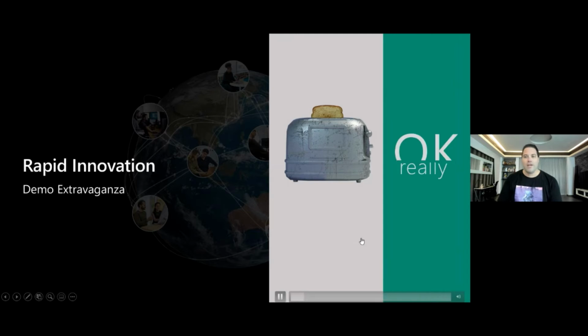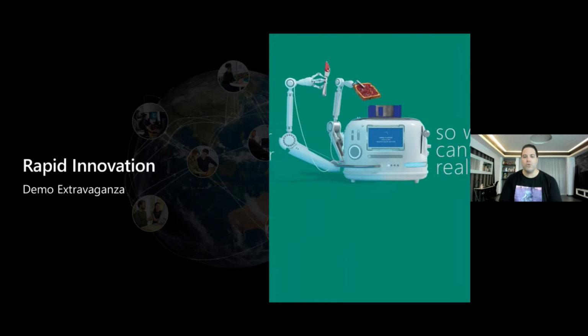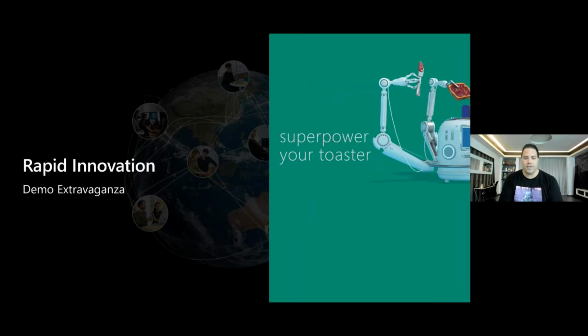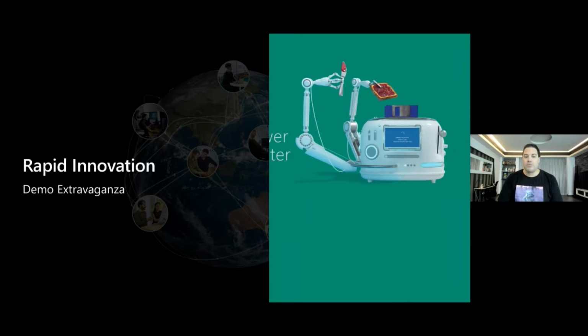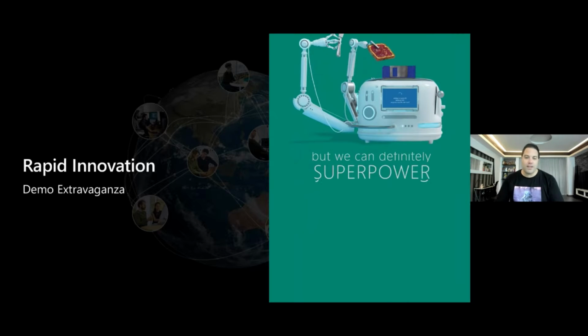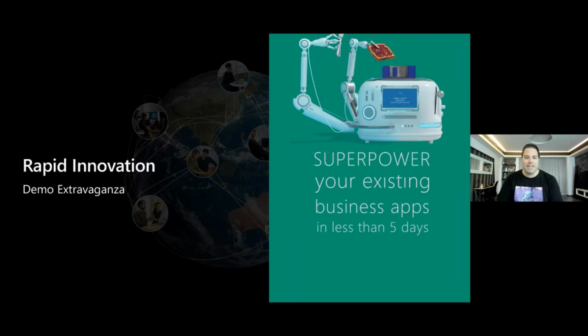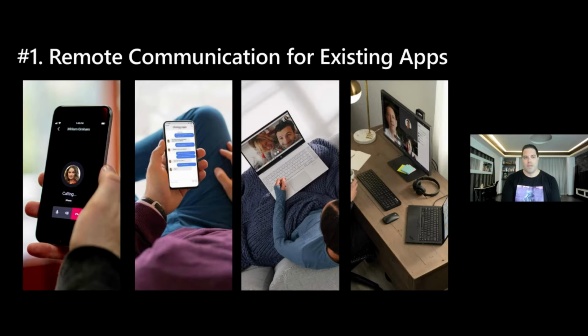All right, enough talk, and let's explore the hero solutions in our demo extravaganza today. Well, we may not be able to superpower your old toaster, although getting this one would be really epic, but let's see how we can superpower your apps in less than 5 days. First demo, remote communication to existing apps. Add voice and video calling into any app and transform your basic chatbot capabilities into a multi-channel communication experience.